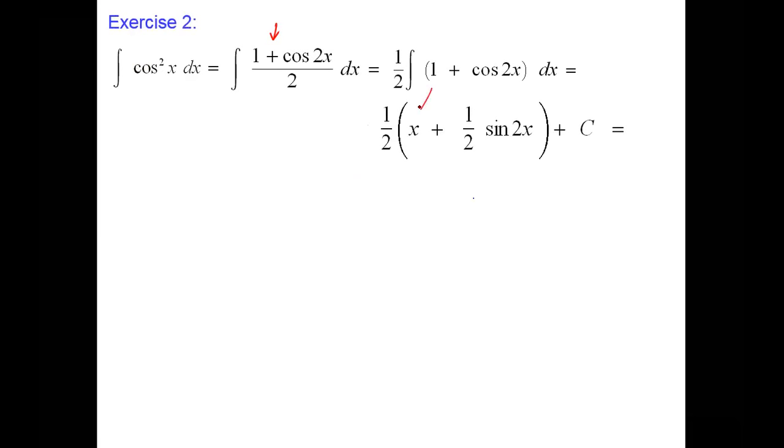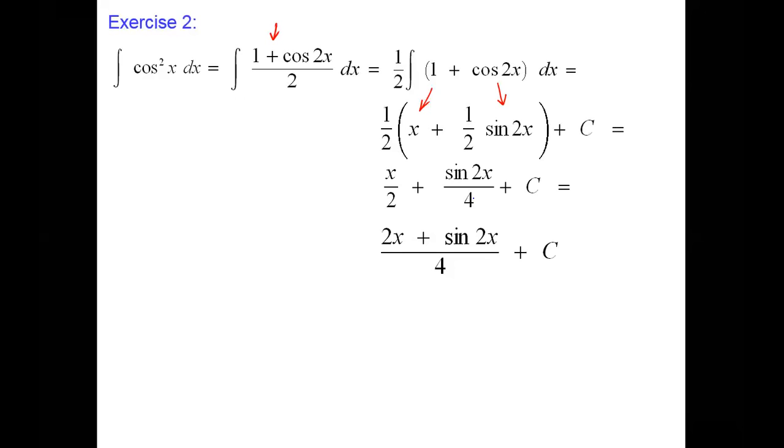I have cosine squared of x. It's going to be identical steps. The only difference is addition. That means it's 1 plus cosine of 2x over 2. We can put half outside. Integral of 1 is x. Integral of cosine of 2x is sine of 2x over 2, or times half. Distribute half, common denominator. The same thing.